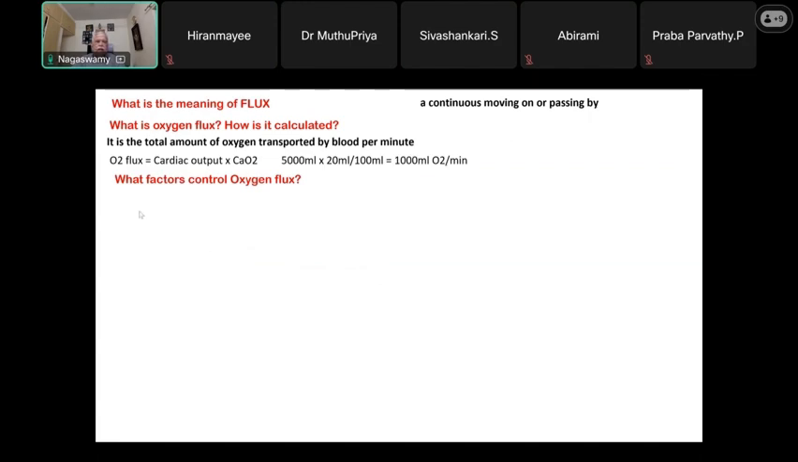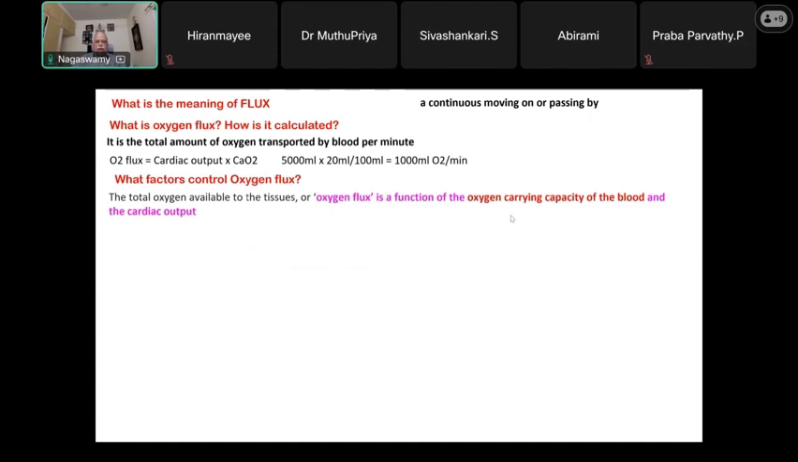What factors control the oxygen flux? Already we have seen, one is the hemoglobin, the oxygen carrying capacity of the blood, and the other is the cardiac output. These are the two things which control the oxygen flux. Is oxygen flux uniform for all tissues? Will all the tissues require a very high amount of oxygen? No, sir. The brain is the most important organ which requires the maximum oxygen. Then comes all the other things, isn't it?